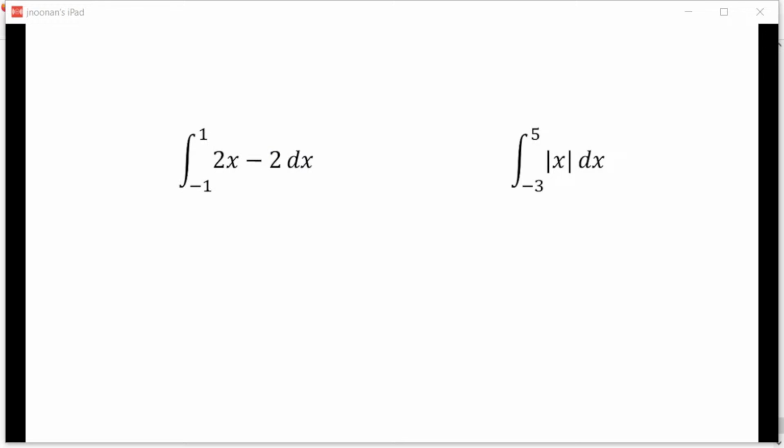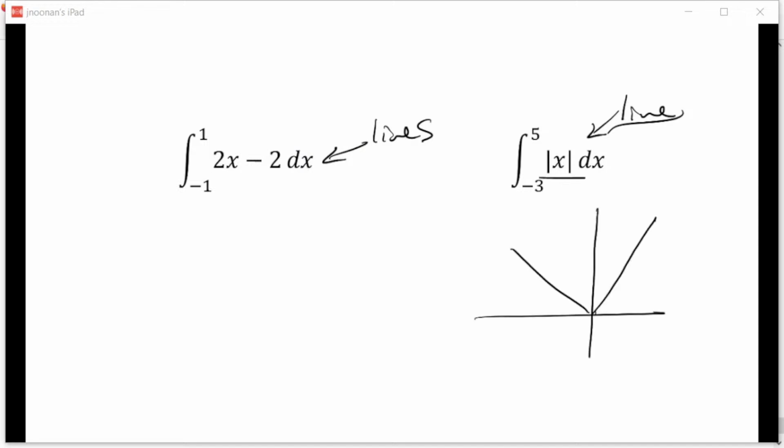When you have something like this, these are all lines. Lines are easy. Even this one, absolute value is just that line and that line. So that's what this is dealing with, from -3 to 5. So that's not going to be a problem. The big question is, what do I do with something like this? Let's say I want to do 9 minus x squared, evaluated from -3 to +3.